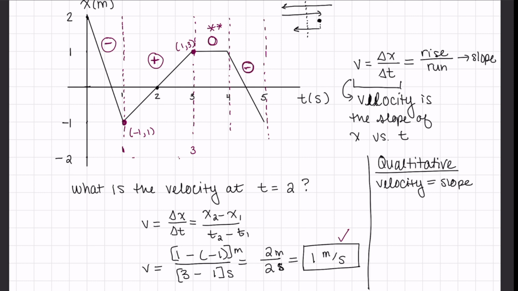Another way that they might phrase this is increasing or decreasing. So we've got positive, negative, 0. That could also be increasing, decreasing, or 0. And then instead of just picking out the sections that are quantitative, they might have you match this to an actual velocity versus time graph.